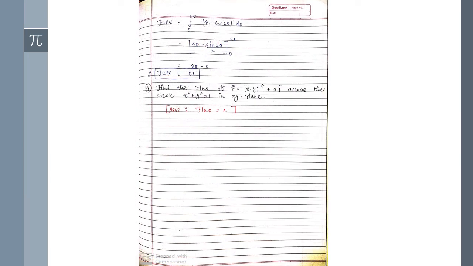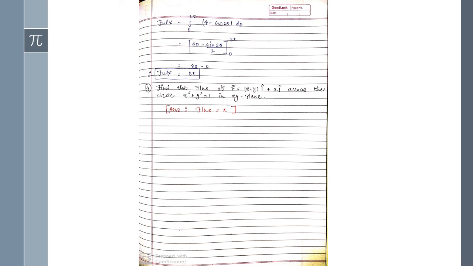Okay, so there are two types of examples. Either the path will be given as an equation, or else it will be given like a straight line, or else like a circle, etc. So hope you understood, guys.